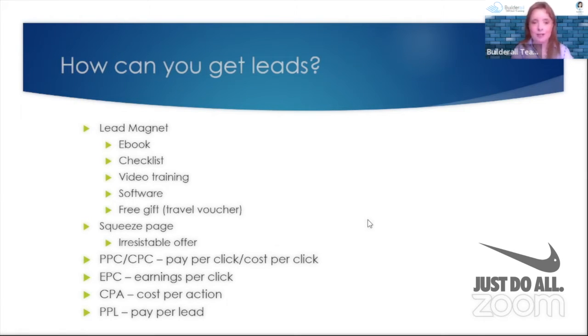We can get leads by doing lead magnets, and these are actually really easy to do inside the system, a lead magnet funnel. Inside of a lead magnet funnel, we can say, hey, Mr. Potential Lead, if you give me your email, I will give you an ebook or a checklist or a video training or some software or a free gift like a travel voucher. That's one of the tools that I use in there. I'm actually getting a lot of leads today because I just put out another advertisement for travel vouchers. I've gotten probably about 30 leads already today. So there are lots and lots of things you can do to get leads.